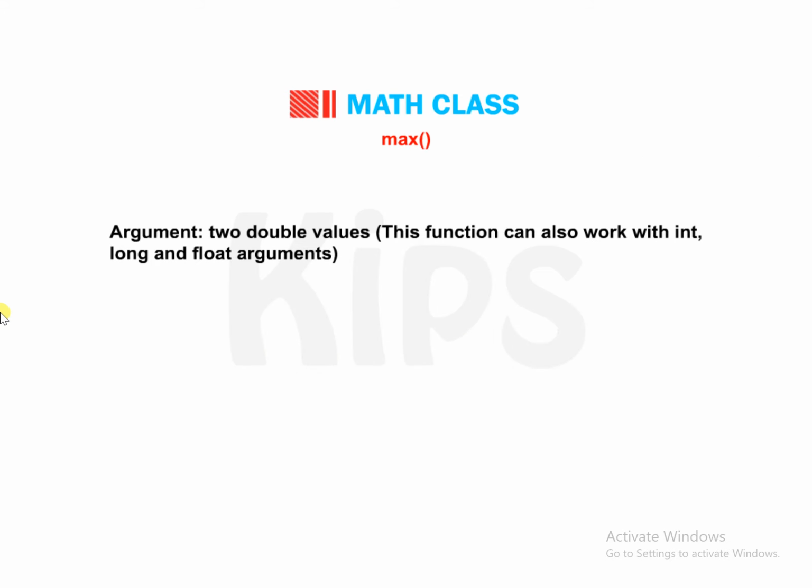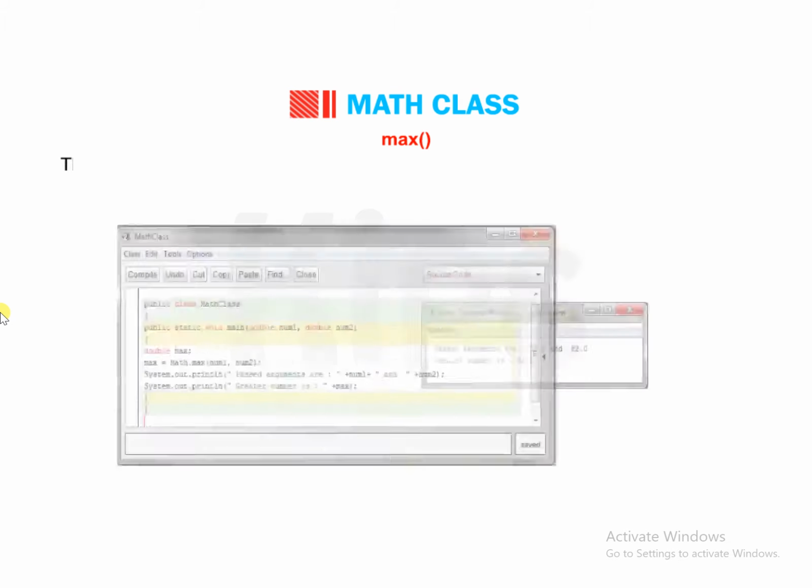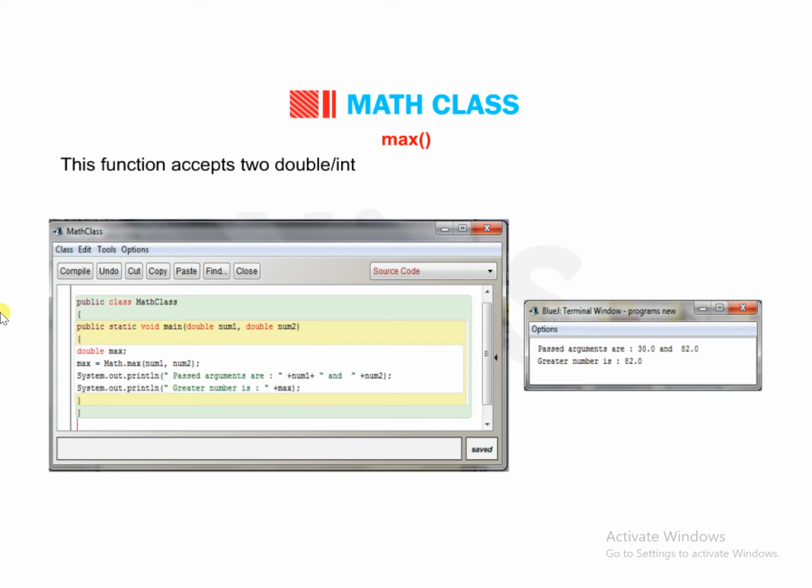max. Argument: two double values. This function can also work with integer, long and float arguments. Return type: double. This function accepts two double, integer, long, float values and compares them to find the greater one. It returns the greater value among the two.